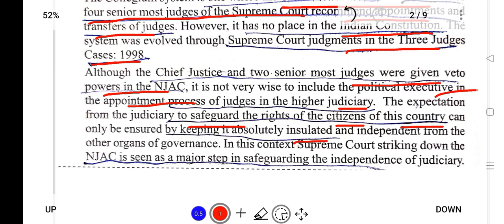it absolutely insulated and independent from the other organs of the government, that is the legislative and executive. In this context, the Supreme Court striking down NJAC is seen as a major step in safeguarding the independence of the judiciary. So you can explain what is NJAC and what is the collegium system, and explain how the new National Judicial Appointment Commission affected the separation of power.